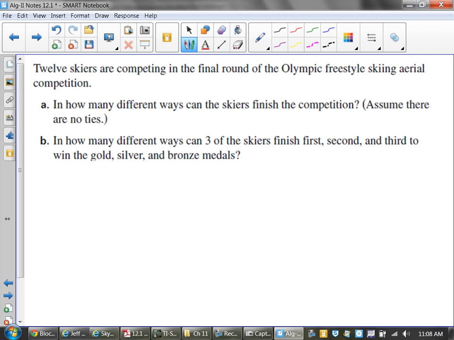So if you have 12 people, obviously to win, there's 12 spots. To come in second, there's 11. So on. What about the other people? Well, there's only 12 people in this event. So what is 12 factorial according to your calculator?